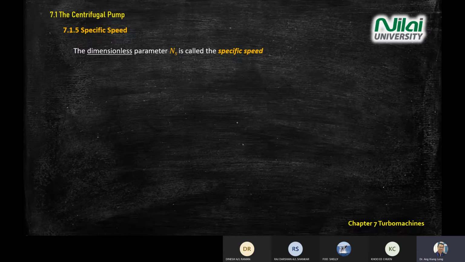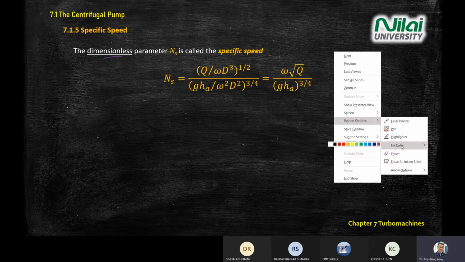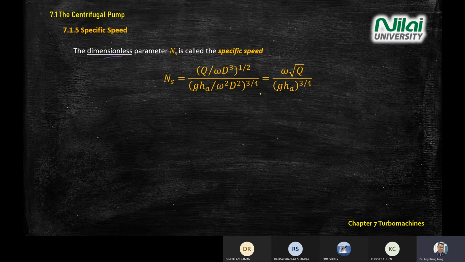The next one, we want to introduce a new parameter that you learn today. We call it specific speed. It's a dimensionless parameter used to calculate the speed for the pump. This equation has Q, the volume flow rate, and omega, the rotational speed.